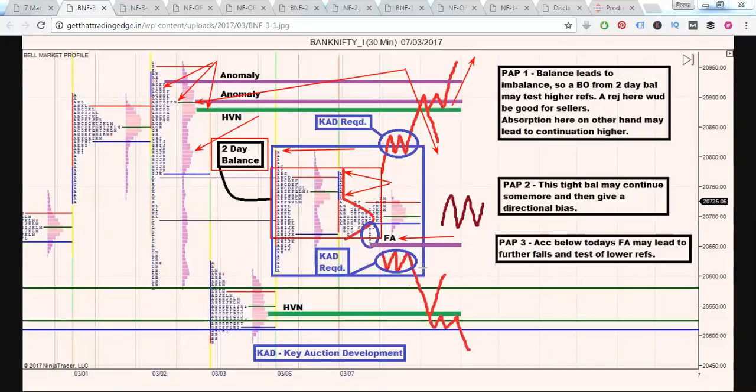If we start finding acceptance, then there is a possibility of testing this lower HVN. Finding acceptance even below that, we'll see even lower prices. So that is what I expect on Bank Nifty. So these are my potential auction paths for tomorrow.